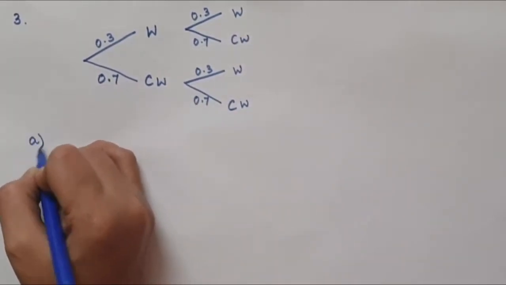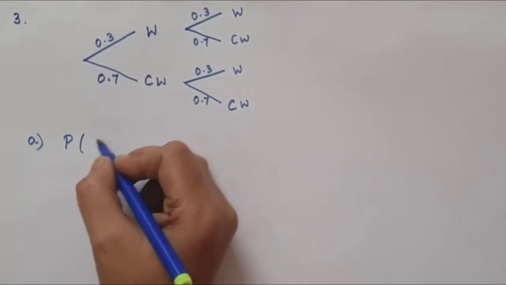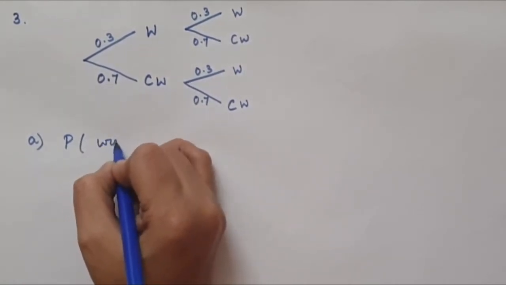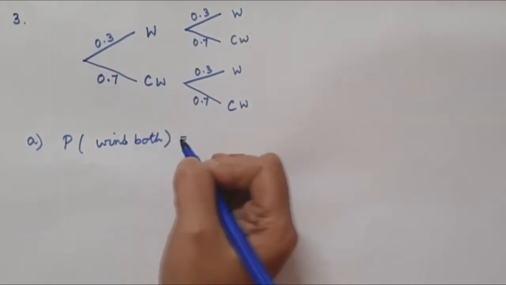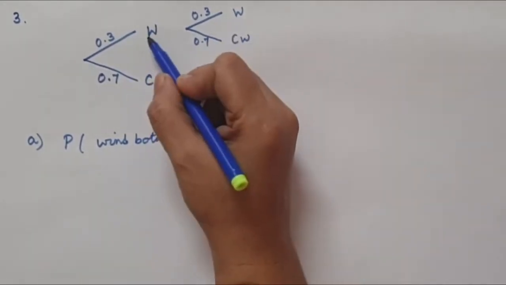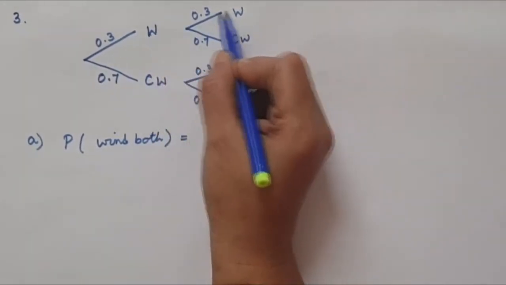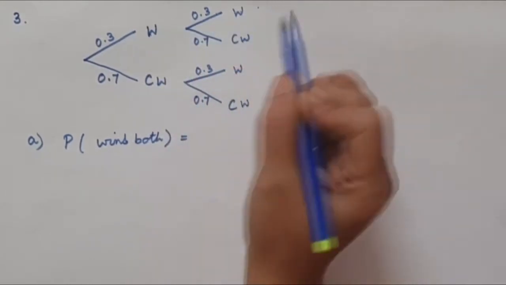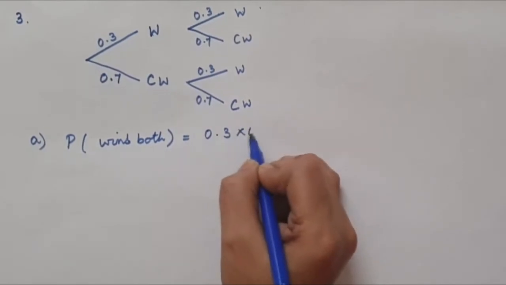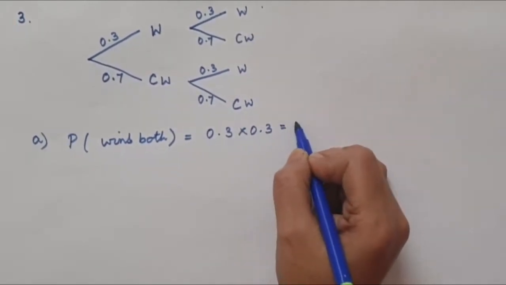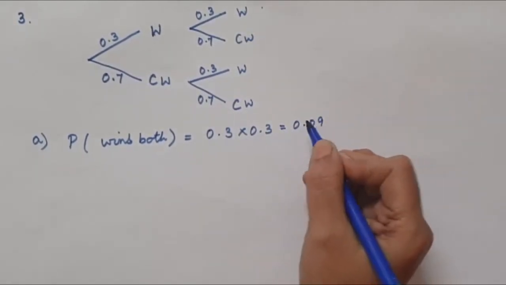The A part, probability Ahmed wins both. Wins both the games. So he is winning both the games. So this is Ahmed winning. So this is the branch. You go along the branch, you multiply it. 0.3 into 0.3. So it will be 0.09.